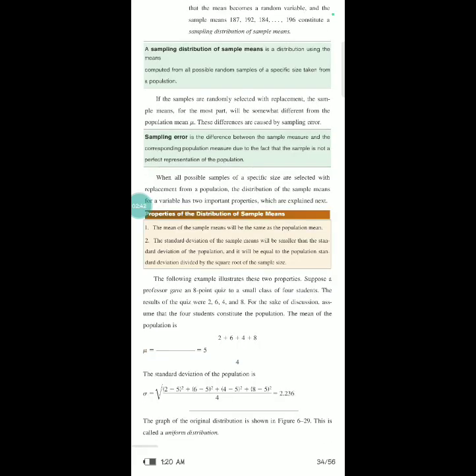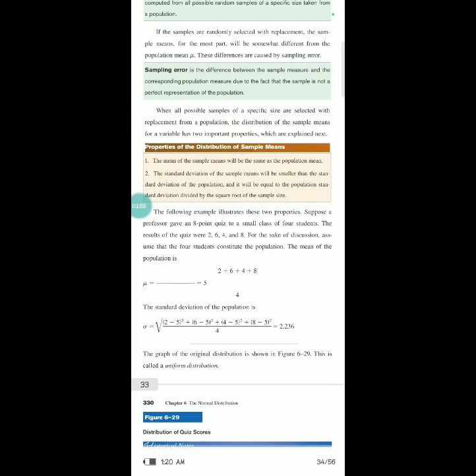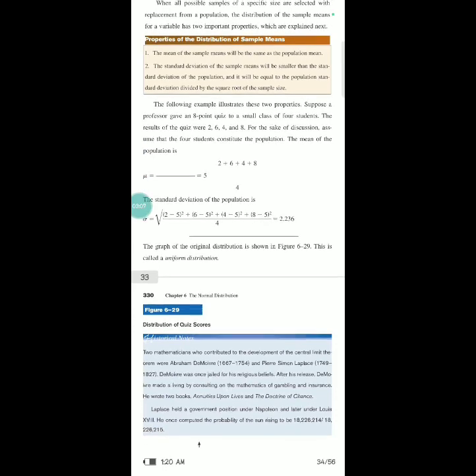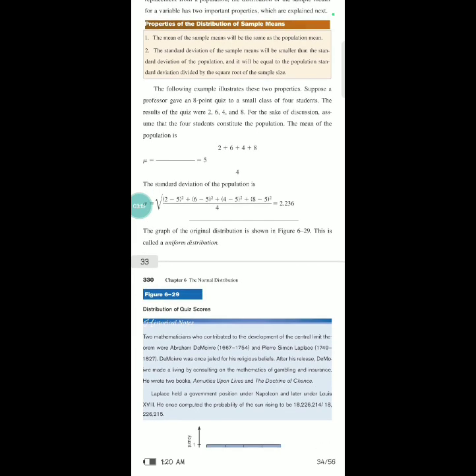So, the two important properties of the distribution of sample means are, number one, the mean of the sample means will be the same as the population mean. Number two, the standard deviation of the sample means will be smaller than the standard deviation of the population, and it will be equal to the population standard deviation divided by the square root of the sample size. So, let's have our example. Para makuha nato, para mag-prove nato kung sakto ba ni ang properties of the distribution sa sample means. So, the following example illustrates these two properties.